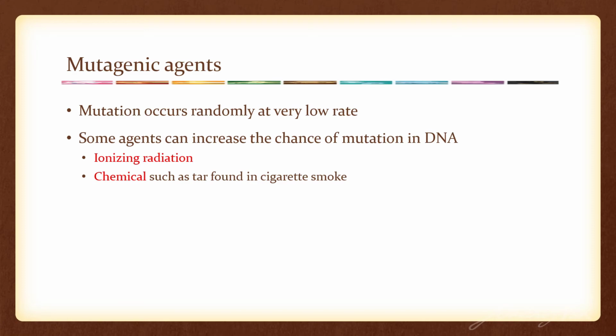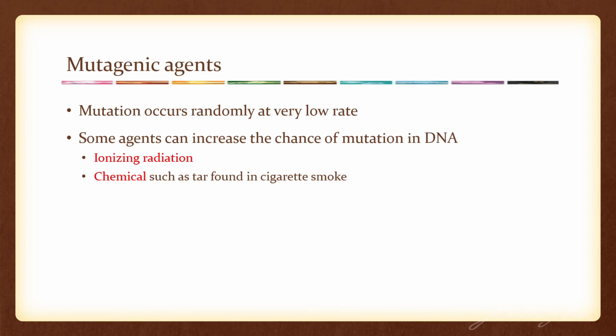The other agent that increases the risk of DNA mutation is ionizing radiation. So there are different forms of radiation, like your heat radiation. So to be more specific, just write ionizing radiation, which can damage the structure of DNA. And as I have mentioned, mutation can occur when the DNA is repairing itself. And since ionizing radiation damages DNA, mutation can occur during the repair.